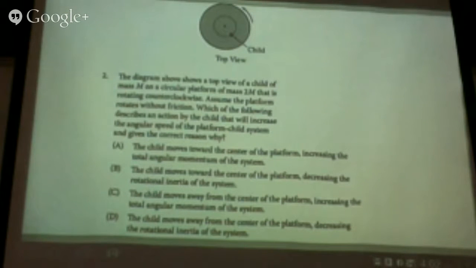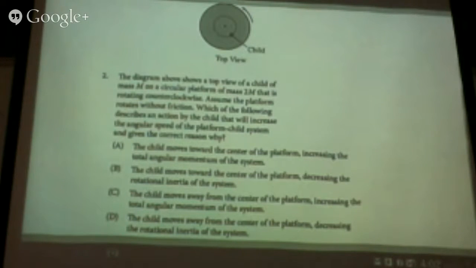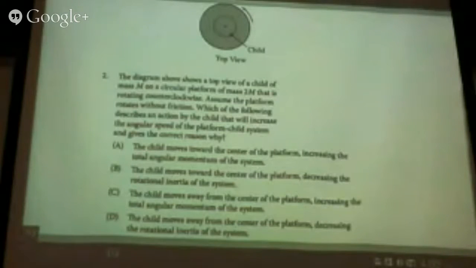For part B, the child moves toward the center of the platform, decreasing the rotational inertia of the system. Well, if they move toward the center, that would definitely decrease the rotational inertia, since that's a measure of the spread of the mass. If the mass is less spread out, then yeah, rotational inertia goes down. The question is, will that make the angular speed go up? Yeah, actually it will, because angular momentum has to stay the same.